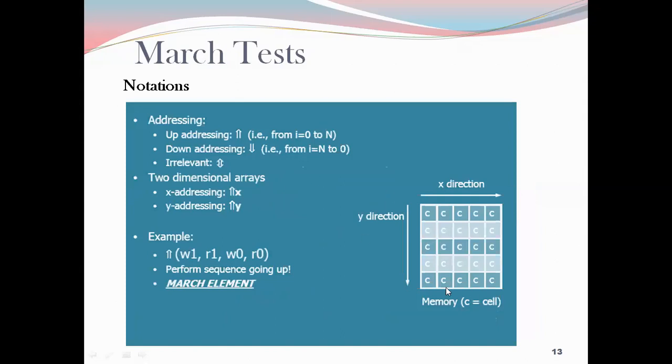So this is a typical memory module, I can say, or chip, which comprises a number of cells organized as a 2D array. Rows are indicated in the y direction and columns in the x direction. So if the upward thick arrow is there, it means I'm referring to the memory location addresses increasing from 0 to n. Downward means I'm referring to addresses n to 0, and double-ended, as I already told, means it is irrelevant. Okay.